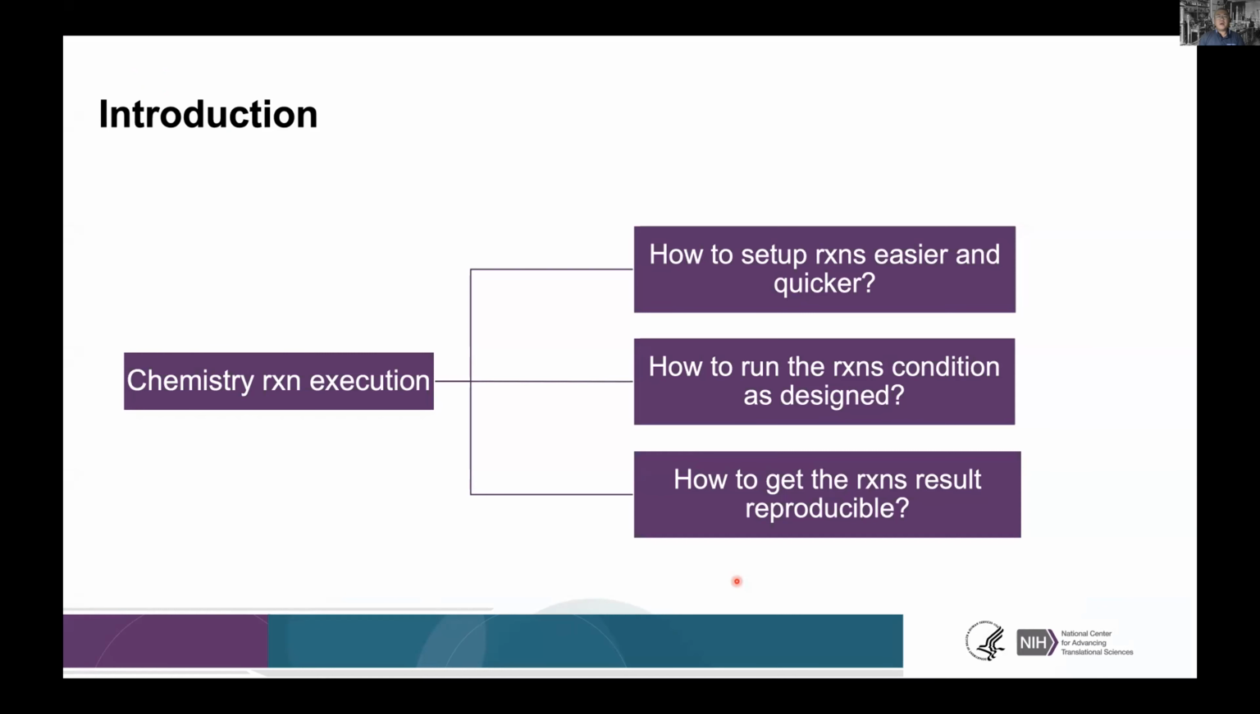And if we want to execute a reaction, how can we set up the reaction easier and quicker? As Christopher mentioned earlier in the session today, chemists haven't changed much since the beginning of the industry. How can we run the reaction under the condition as designed, and how do we get the reaction result reproducible every time for a repeatable result?